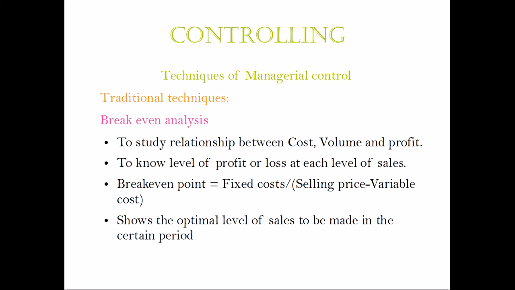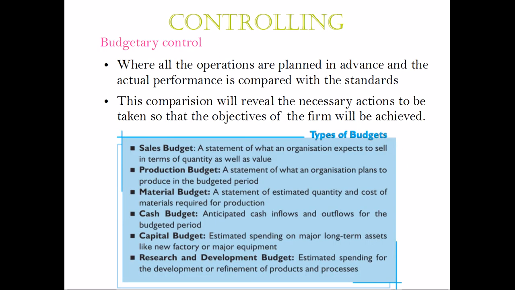So the break-even analysis formula is fixed cost divided by selling price minus variable cost. Fixed costs are costs that are fixed no matter how many units are being produced. Variable cost is something that increases with an increase in the number of units. That's the break-even point formula. So it shows the optimal level of sales that needs to be made in a certain period. Like I said, I will be able to know the exact quantity that I need to sell in a particular period to actually start earning profit. That's called break-even analysis. Next one is budgetary control.